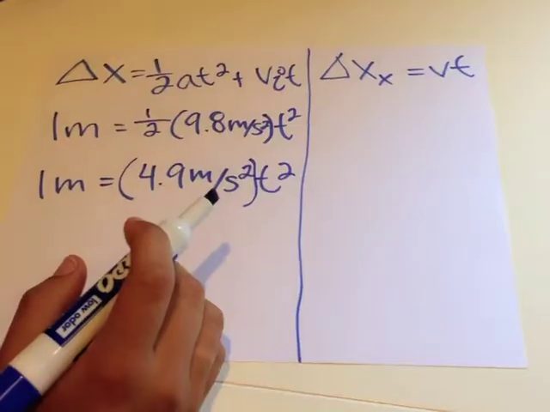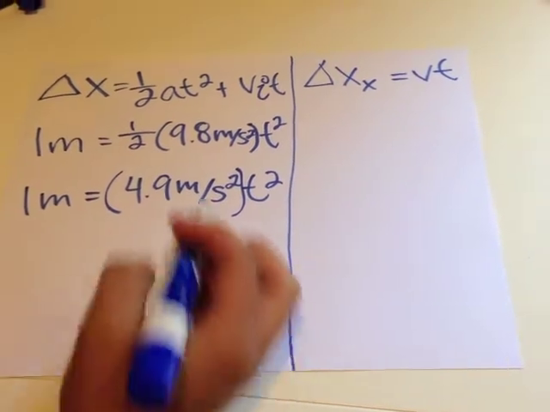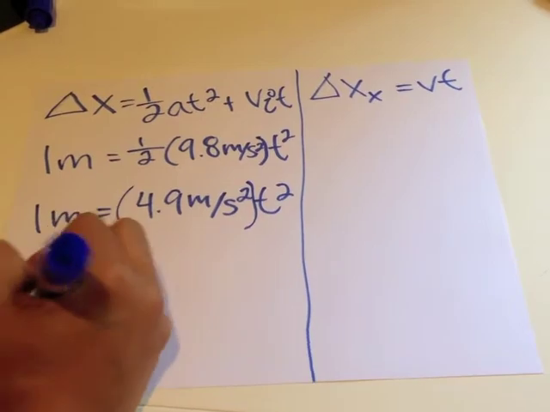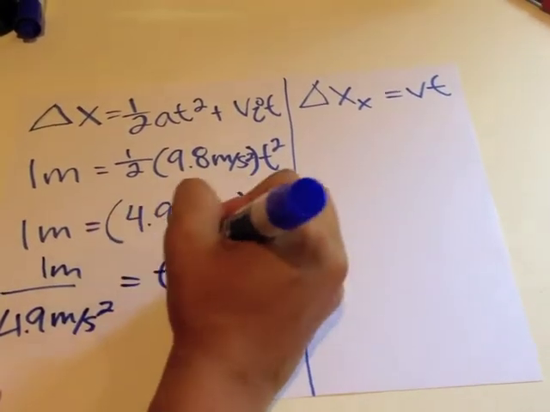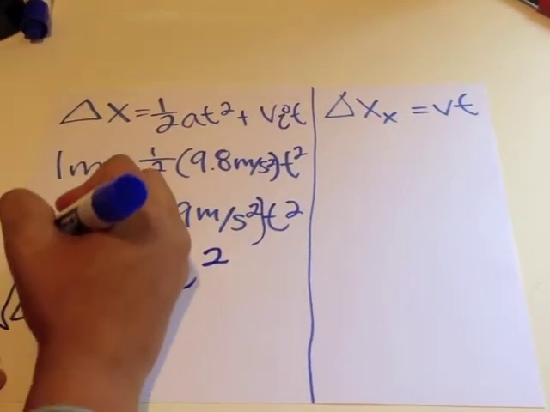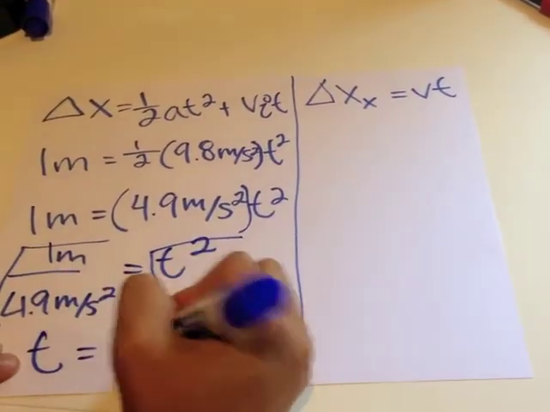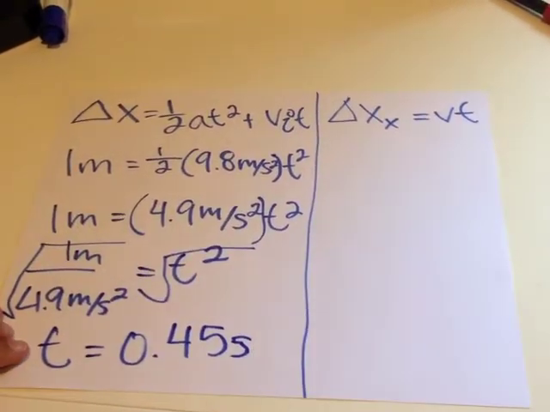I need a calculator. Alright, now that we've changed colors and cleverly added units, we can move our variables over to get 1 meter divided by 4.9 meters per second squared to equal our time squared. Now if we take the square root of each of those, we can find out our time to be t equals 0.45 seconds, and our units cancel out to give us seconds.